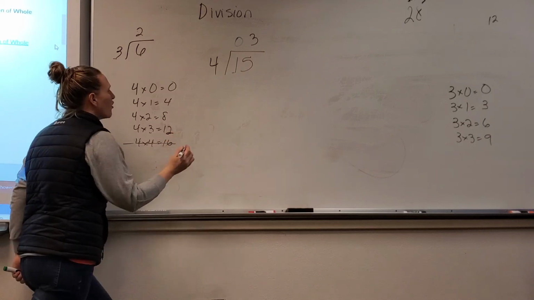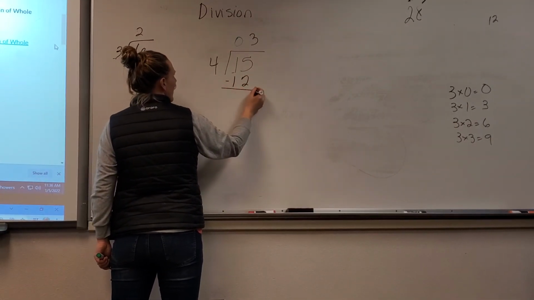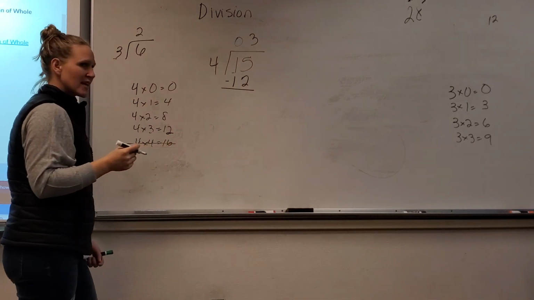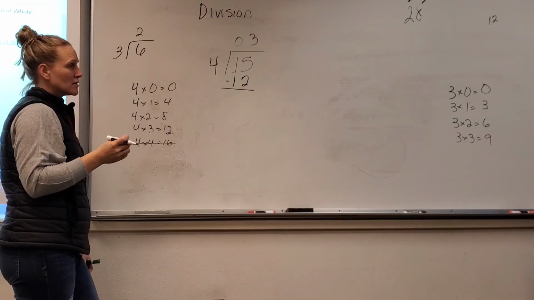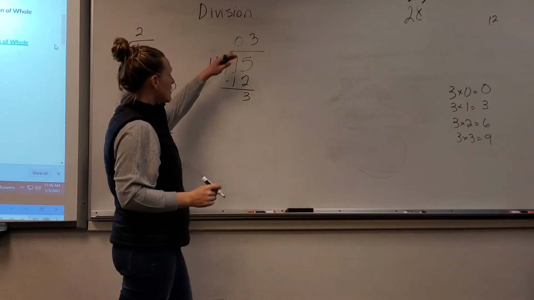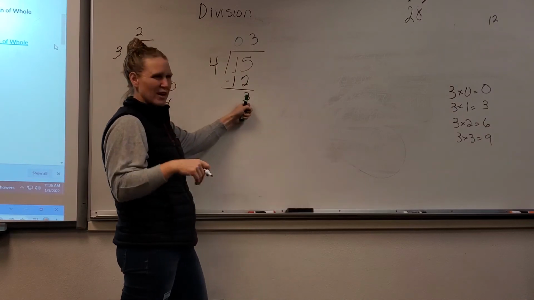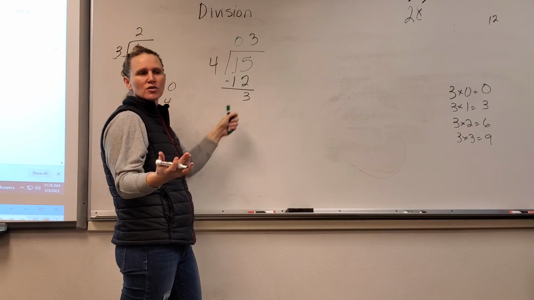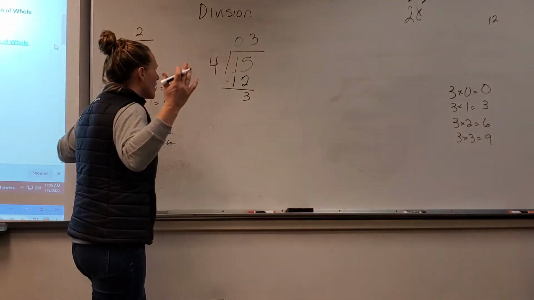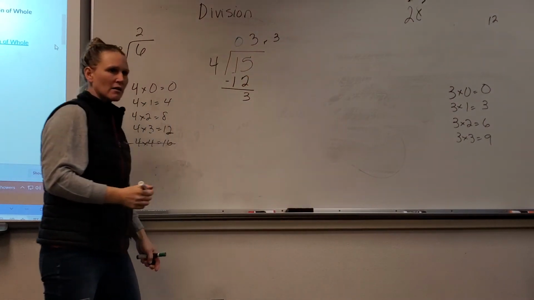12. Okay, so I put that right below the 15 and I subtract. 15 take away 12 leaves me with what? 3. Okay, so here I am done with my problem. I don't have any more to go, but I have this left over, this remainder piece. So we were told long ago, just put a little r and you have 3 remaining.